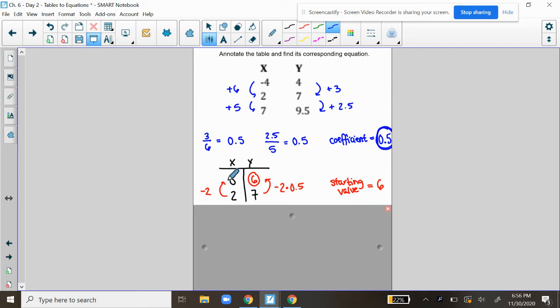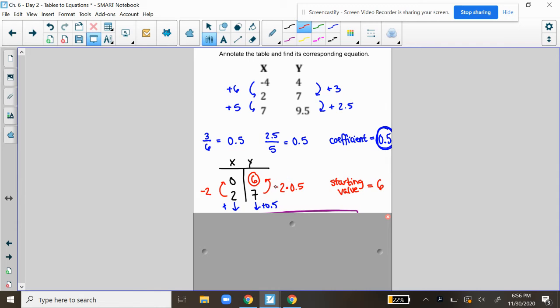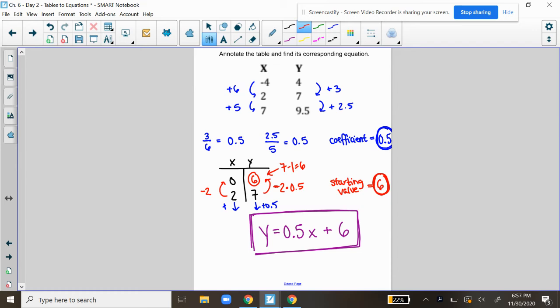So remember, we're subtracting. So if I know that as I grow this way, as it becomes more positive, I'm adding 1/2. That means in order to go backwards, I'm going to subtract. So I'm going to subtract it twice because I'm skipping back 2 places to 0. So negative 2 times 1/2 is going to be negative 1. So what I'm going to end up doing here is I'm doing 7 minus 1, which is 6. And that's where this starting value of 6 comes from. So when I put it all together, I get y equals 1/2 x plus 6.